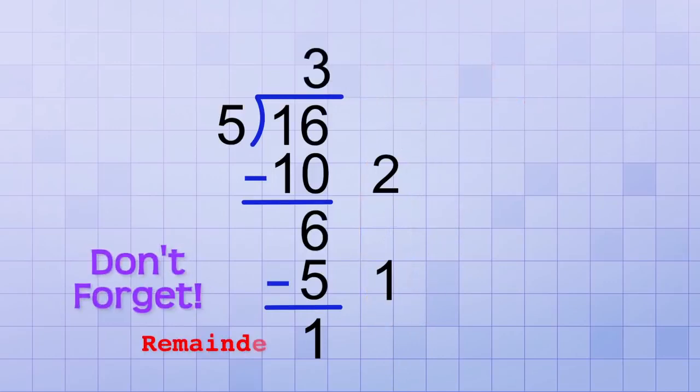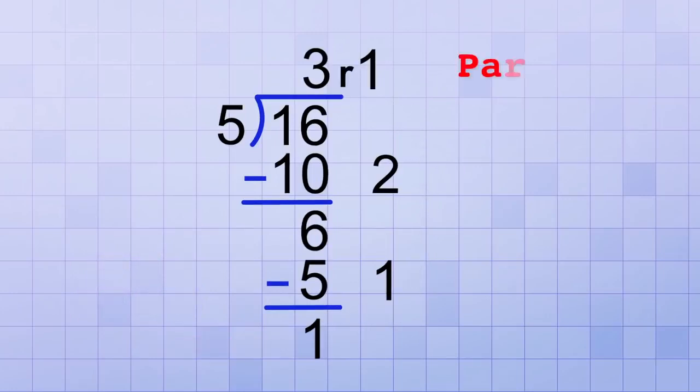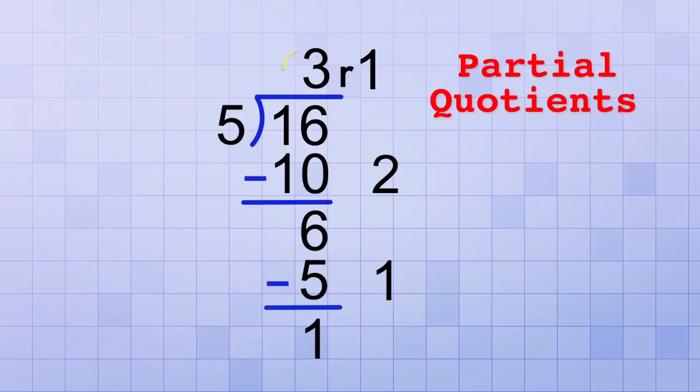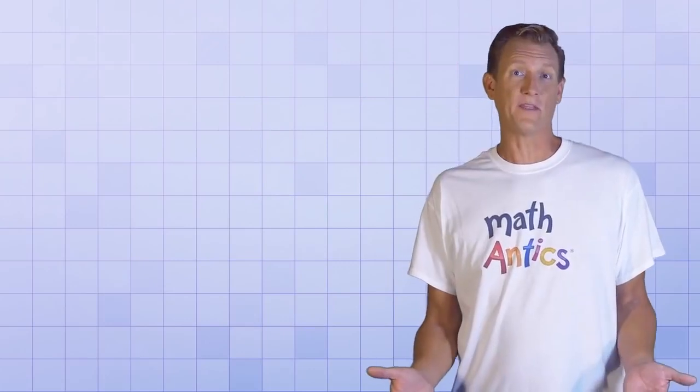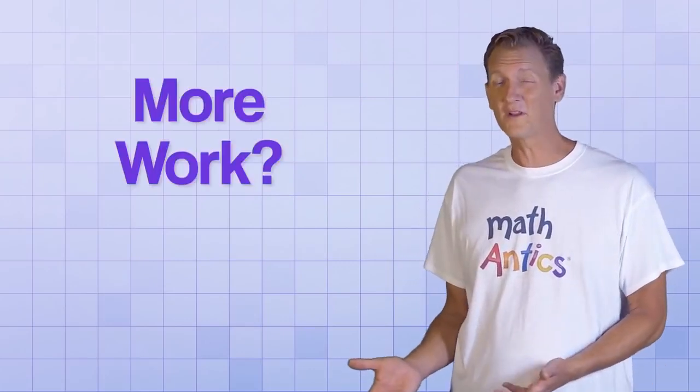But don't forget the remainder of 1. Just like with the standard division method, that's part of the answer too. As you can see, the partial quotients method gave us the exact same answer as the other 2 methods of division that we tried. You might be thinking, that method seemed like a bit more work than the standard method, didn't it?